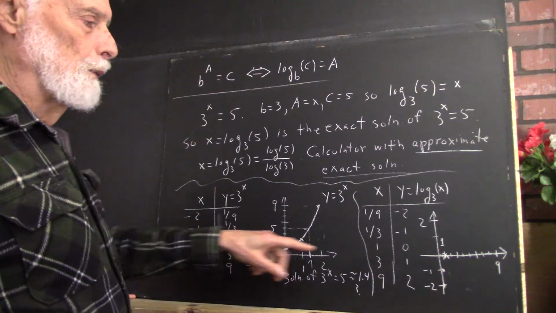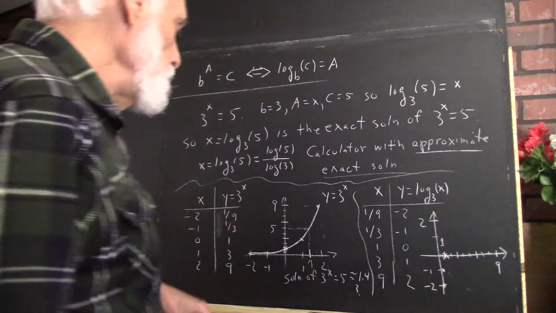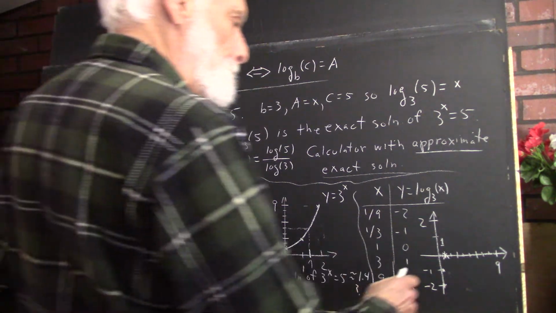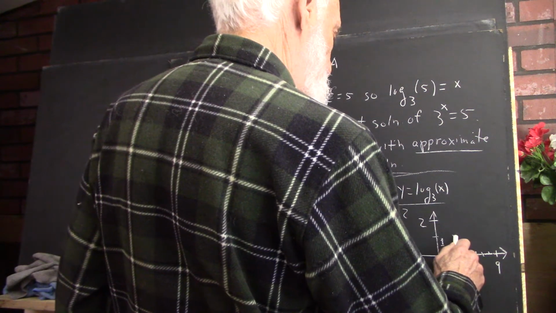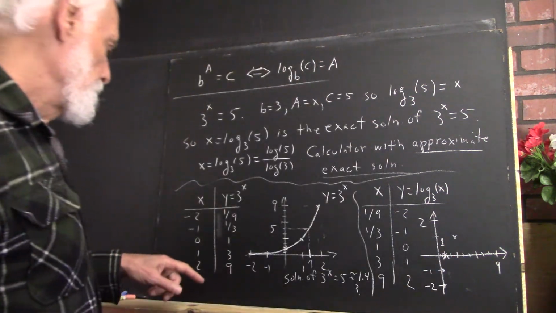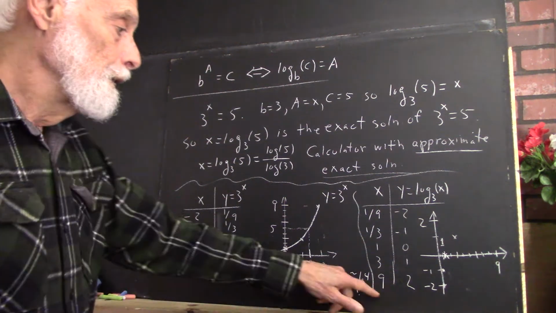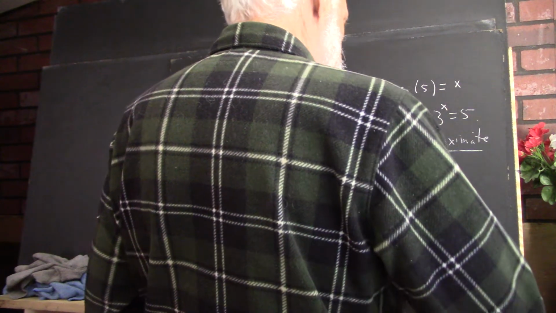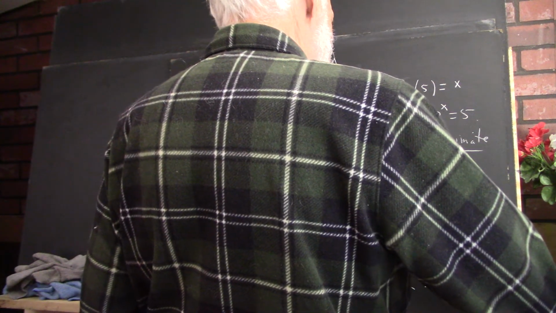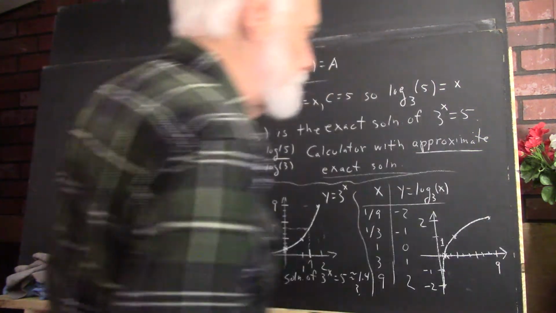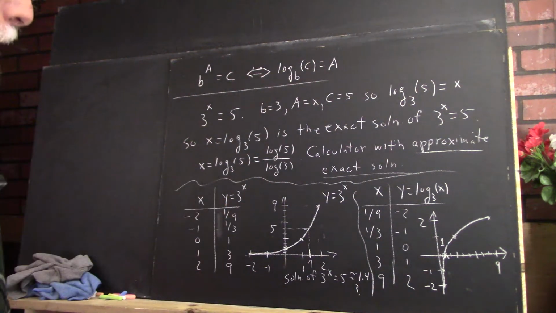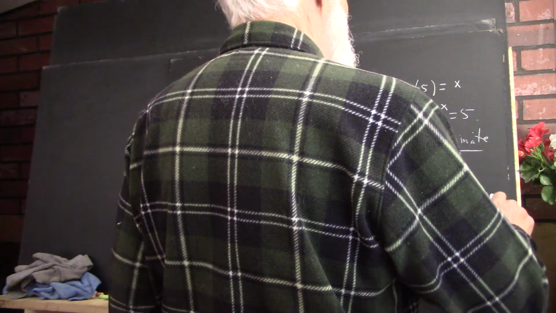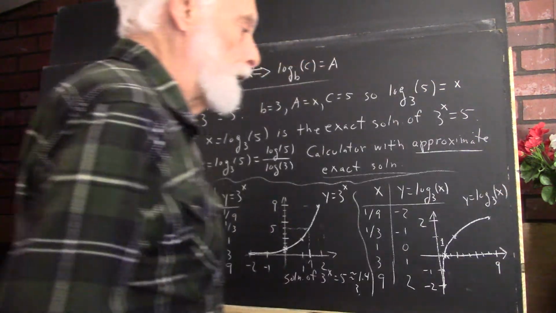Corresponding to the point 0, 1, we'll have the point 1, 0. Corresponding to the point 1, 3 on this graph, we have the point 3, 1. So we come out 3, up to 1. And the point 9, 2 here, corresponding to the point 2, 9 here. And we get a graph that looks like this, and this is a graph of y equals log base 3 of x.